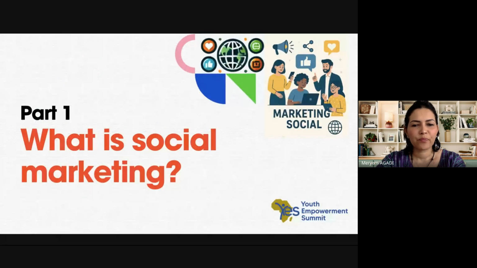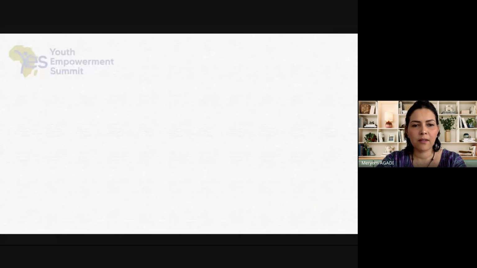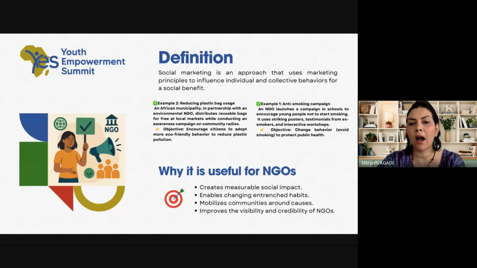So, what is social marketing? The basic definition of social marketing is an approach that uses marketing principles to influence collective behaviors for a social benefit. We will see 2 examples. Before that, I would like to clarify why it's important and useful for you as NGOs to understand and use a social marketing approach. First of all, to create measurable social impact, and to enable you to change entrenched habits. It also makes you able to mobilize communities around causes, and improve the visibility and credibility of your NGO in your environment, in your ecosystem, in your country.